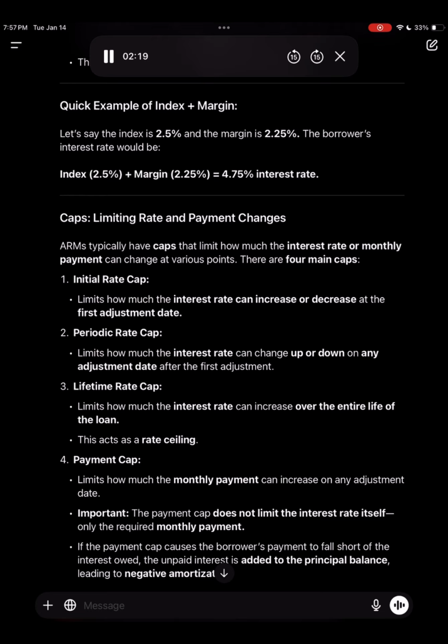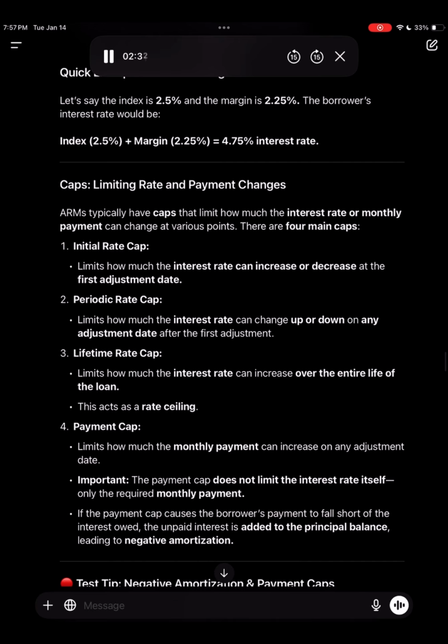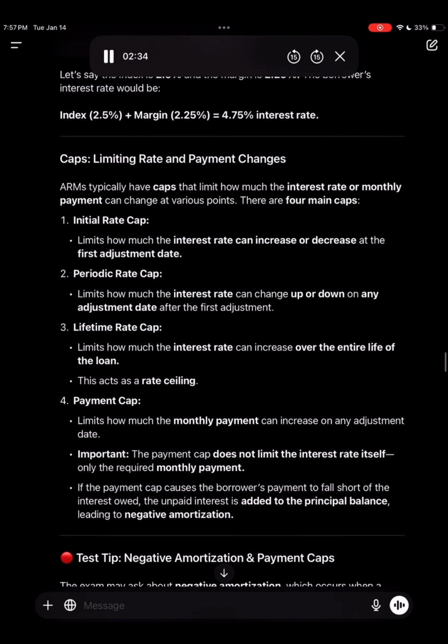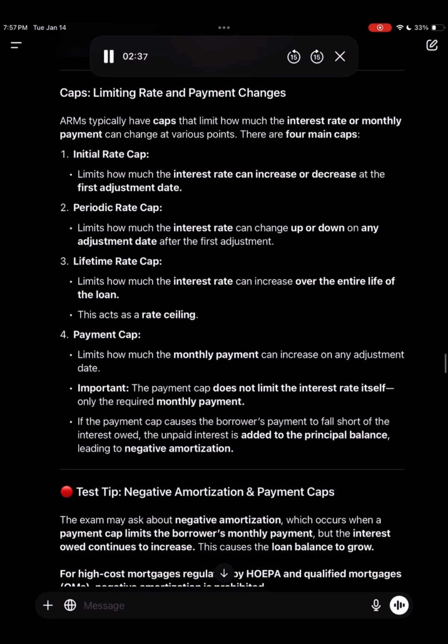Caps, limiting rate and payment changes. ARMs typically have caps that limit how much the interest rate or monthly payment can change at various points. There are 4 main caps. 1. Initial rate cap. Limits how much the interest rate can increase or decrease at the first adjustment date. 2. Periodic rate cap. Limits how much the interest rate can change up or down on any adjustment date after the first adjustment. 3. Lifetime rate cap. Limits how much the interest rate can increase over the entire life of the loan. This acts as a rate ceiling.